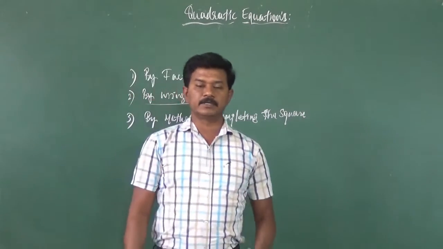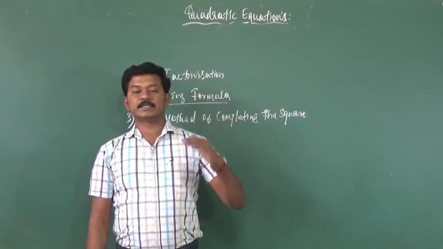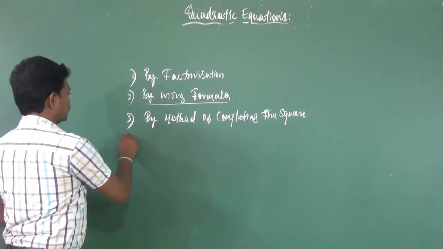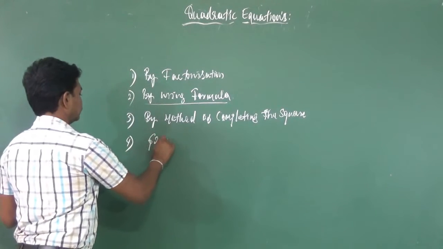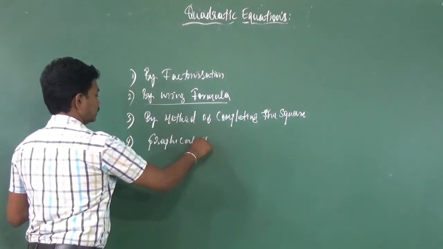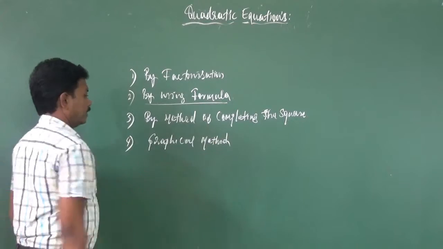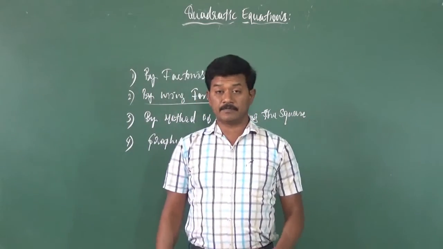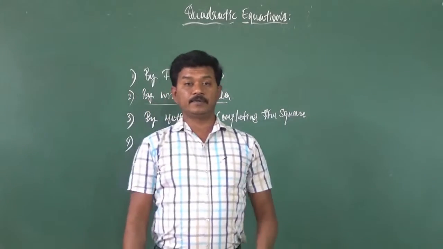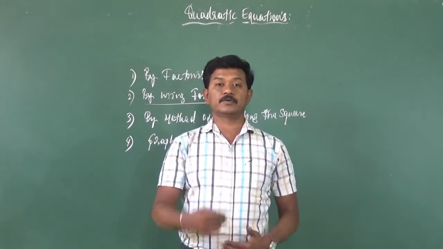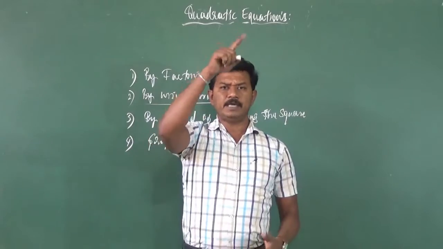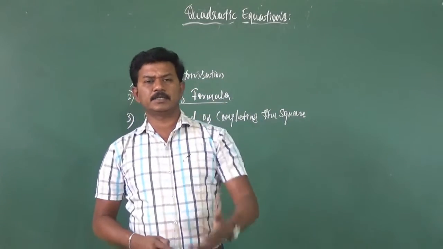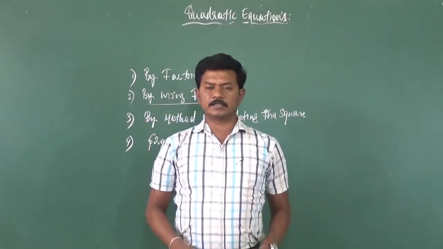In other words, this method of completing the square is also called Sridhara's method, after a very important Indian mathematician, right? So the fourth method is the graphical method. As I told you earlier, when we solve a quadratic equation graphically, we get a parabolic curve. Using that parabolic curve, we find the roots. We make the parabola cut the x-axis at certain 2 points, and those points where it cuts the x-axis are considered the roots of the quadratic equation.